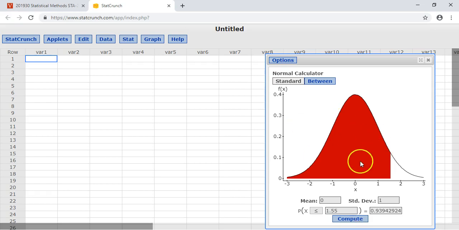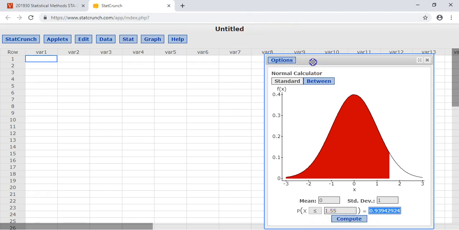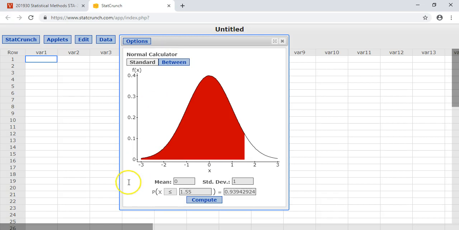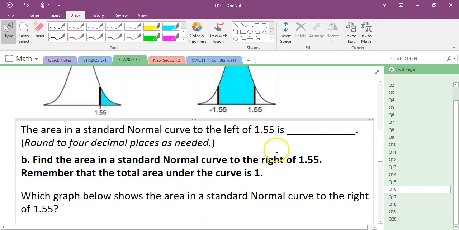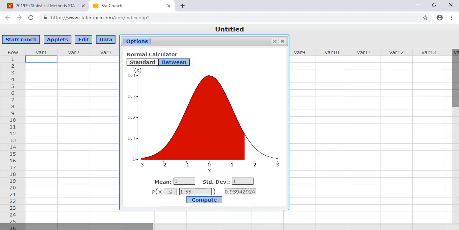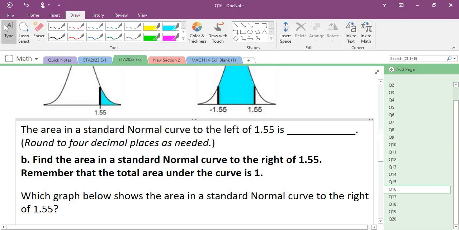There's that same picture that we talked about, and right down here we can see our probability. Let's see what we have to round to first. 4 decimal places? Yep. So 4 decimal places, what is our probability? There you go, 0.9394.